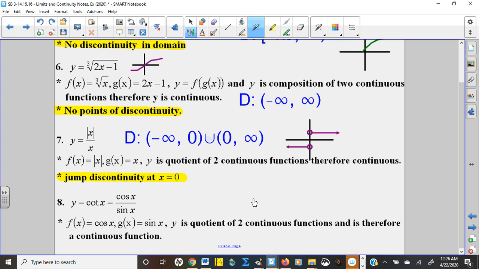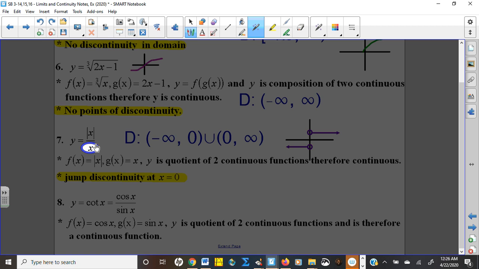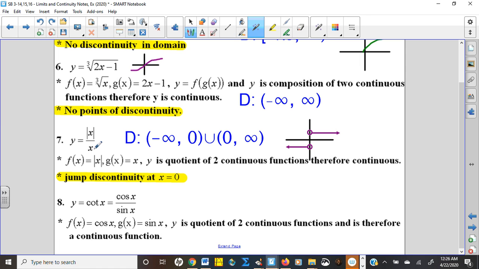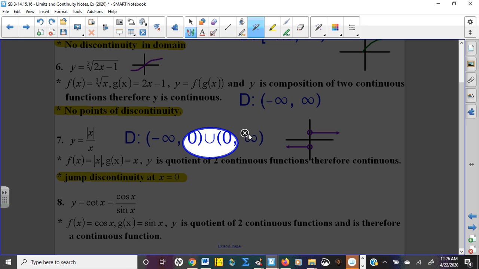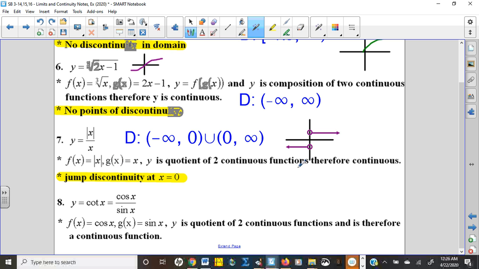And so we could still make the argument that this is a continuous function. And the way they did it is they said, hey, absolute value of x is continuous, x is continuous, and when I divide two continuous functions, as long as the denominator is not 0, which is why we took this out, right, you get a continuous function.